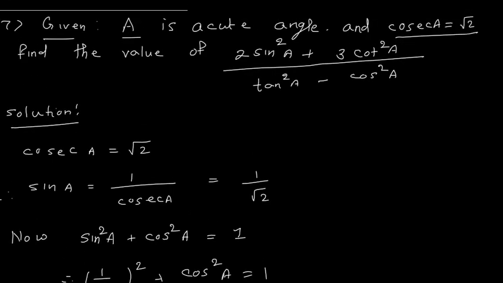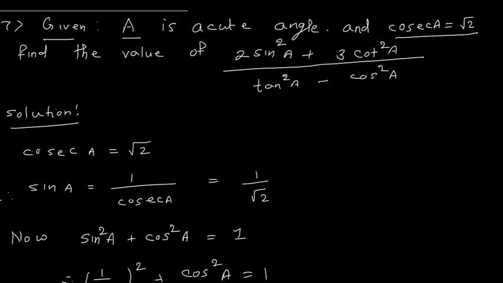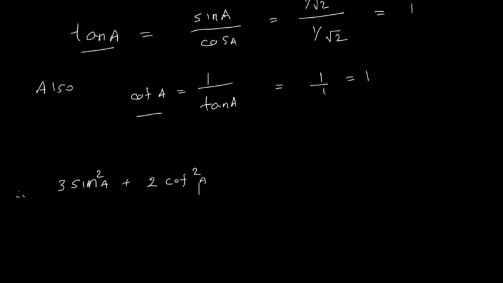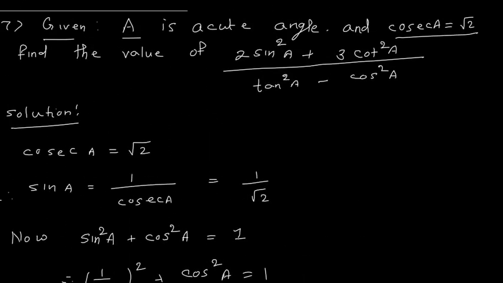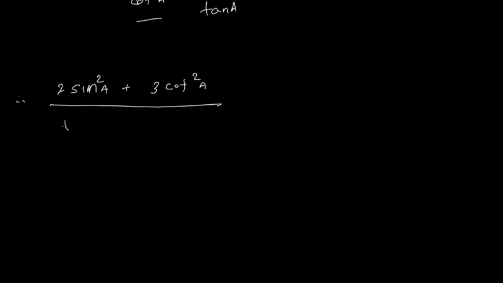Therefore, the value of 2 sin square A plus 3 cot square A whole divided by tan square A minus cos square A.